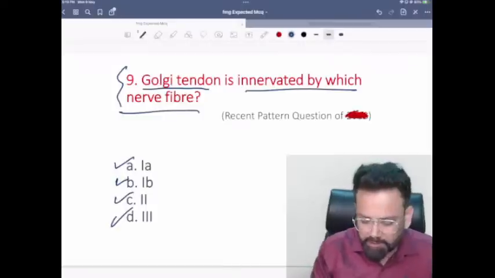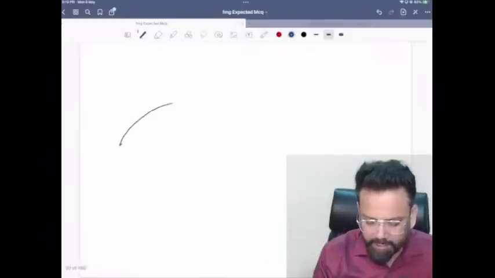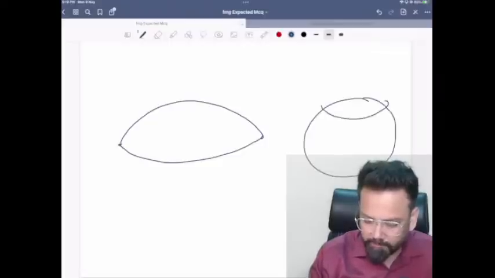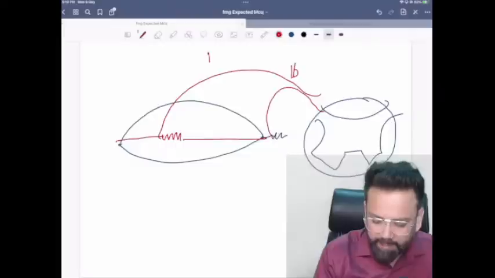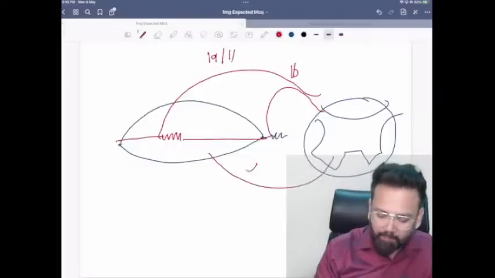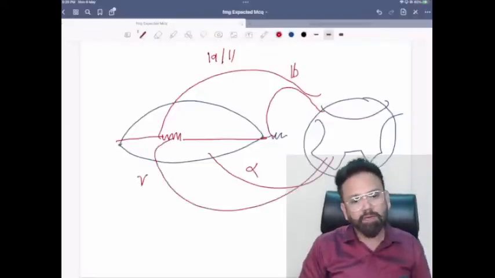Okay, B, very good. See, let me make a diagram for you. This is your extrafusal fiber. This is your spinal cord. This is your Golgi tendon organ. Golgi tendon organ receives from 1B, and muscle spindle receives from 1A and 2. And the efferents will be alpha motor and gamma motor. Now this diagram is very, very important.